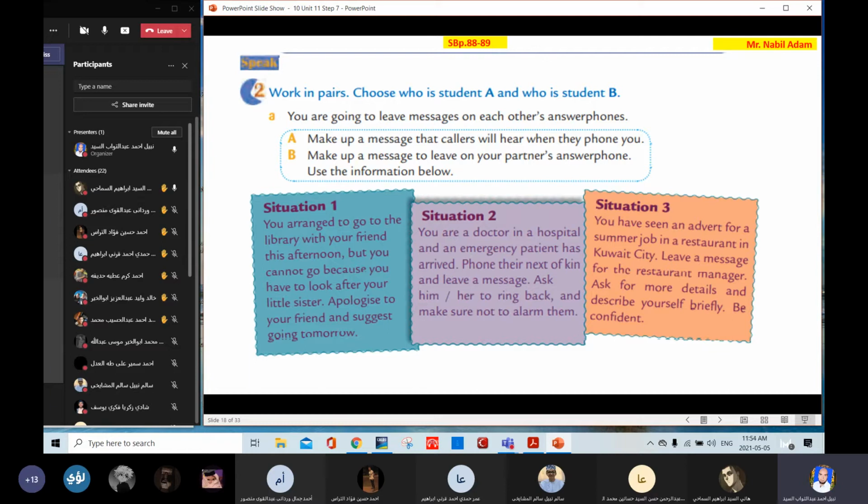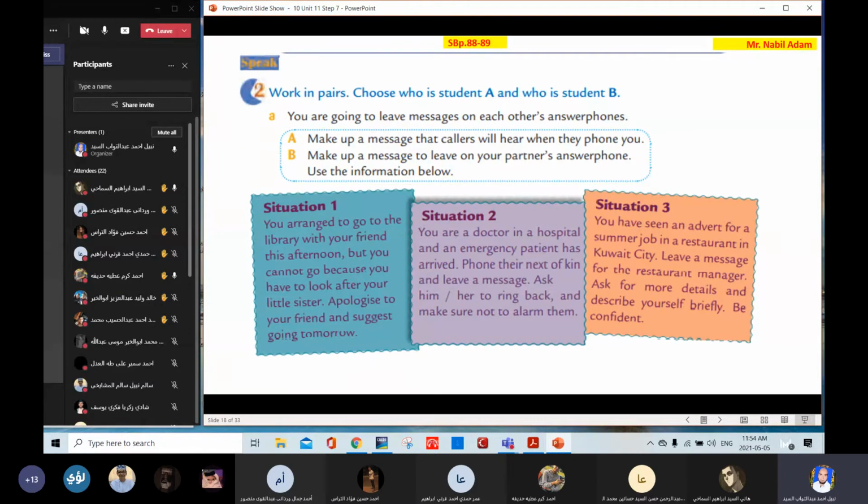Ahmed Karam, now you are at home and you record a message on your answer phone and then you go out. Okay, can you do it now, Ahmed Karam? I can't go to the library. You are going to be the first person, not the second person, Ahmed. You are going to be the one who's going to receive the message.